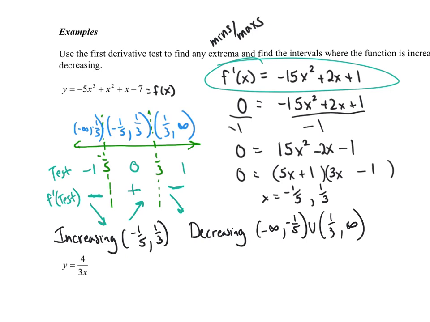So remember, if we're going down and then we go up, it's going to be a min. So we know there is going to be a min at x equals negative 1/5. And if we're increasing and then we go to decreasing, like we do at 1/3, that's going to create a max. So there's going to be a max at x equals 1/3. Now, if you wanted to figure out what those are, we could simply plug those x values into our original function, and that would give us our y value.